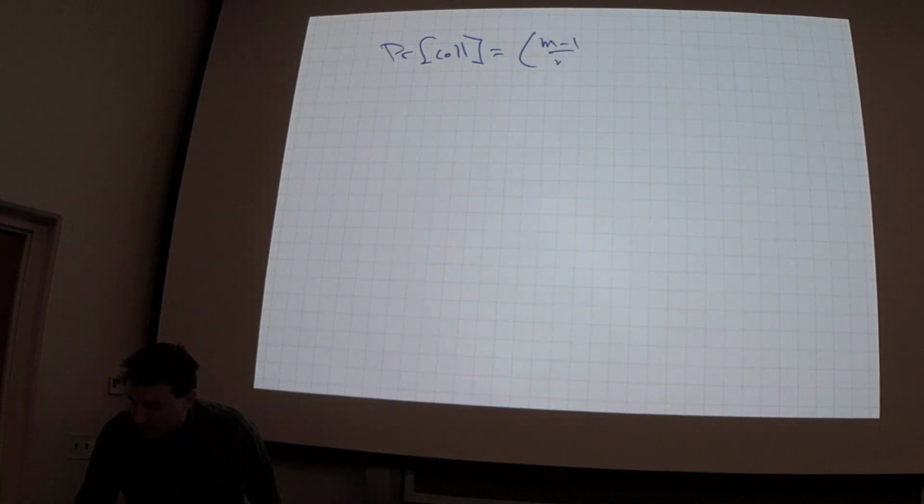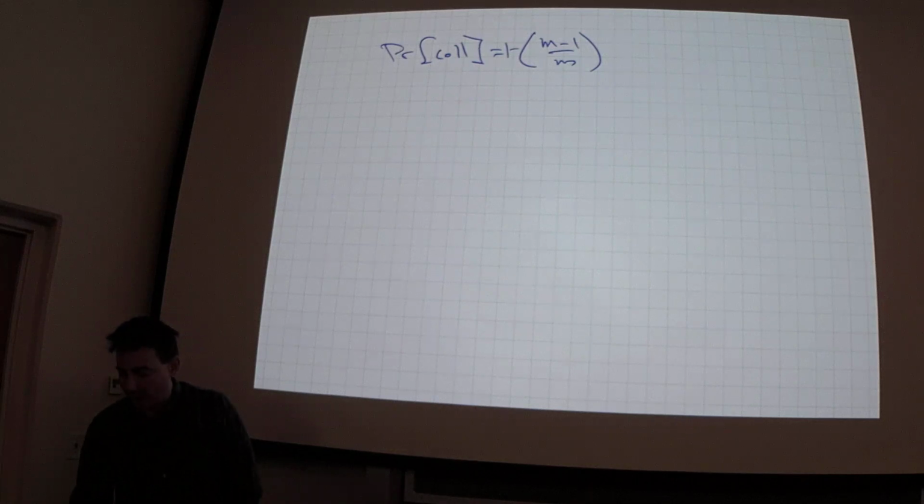N minus 1 over m, this is a probability of 1 minus n minus 1 over m, then m minus 2 over m times m minus 3 over m times ... m minus n minus 1 over m.